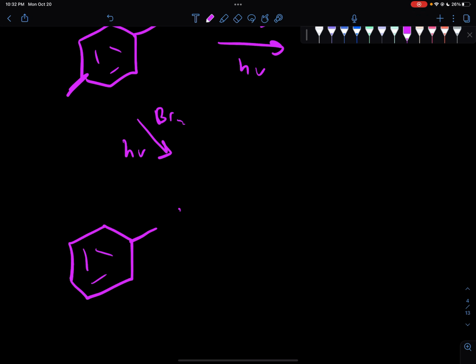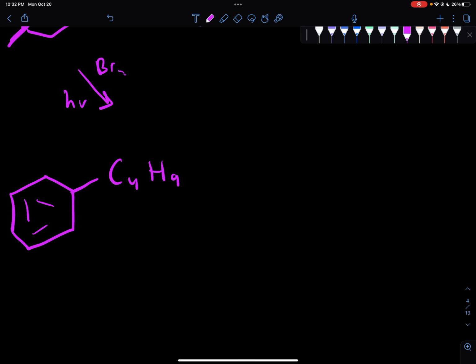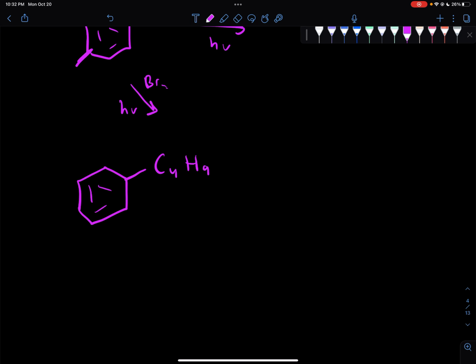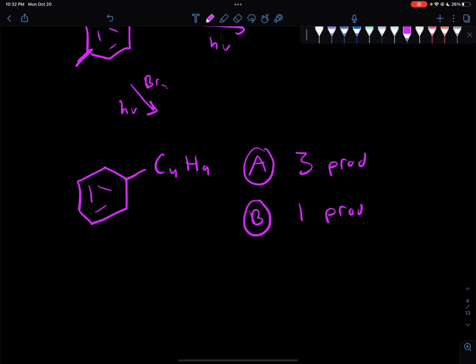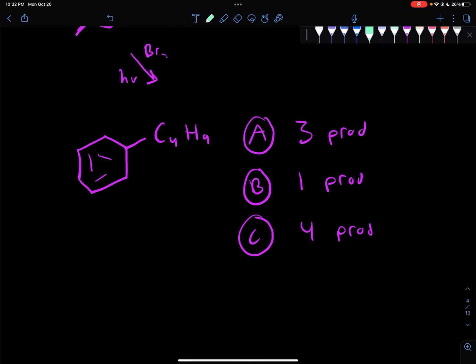They'll say, okay, I'm bonded to C4H9, and C4H9 has many isomers, right? The A isomer will give me, I don't know, 3 products. The B isomer will give me 1 product, and the C isomer will give me 4 products. And they'll ask you, okay, what is C4H9 isomer A? What is isomer B? What is isomer C? So how do you do this?